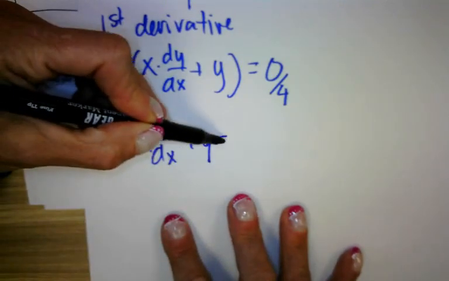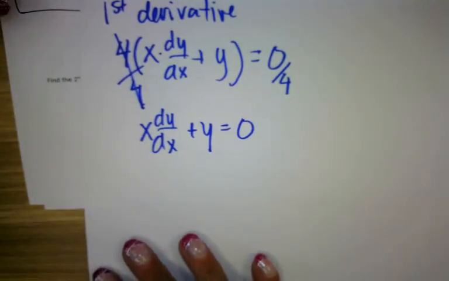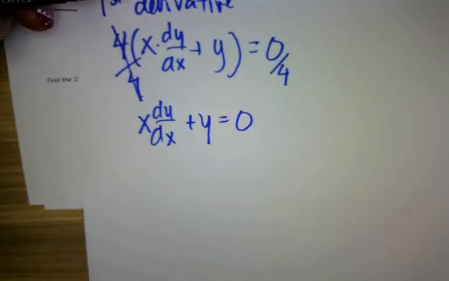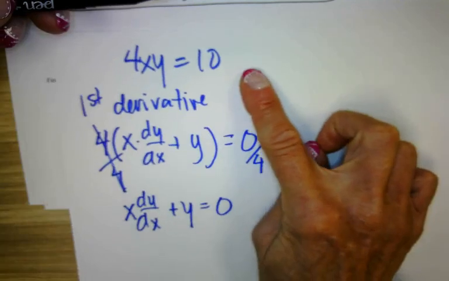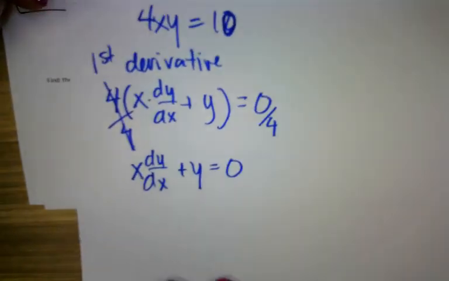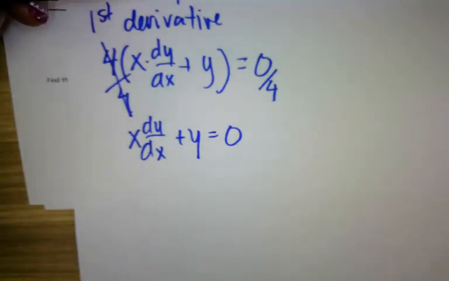Yes? The derivative of 10 is 0. Okay. Yep. All right, now to get dy over dx alone, I don't have to do any factoring. Now I just subtract y and divide by x. So dy over dx is negative y over x. And we're going to need this later. This is our first derivative.